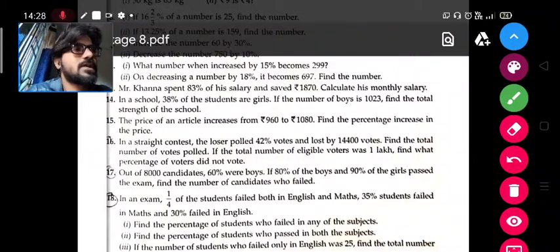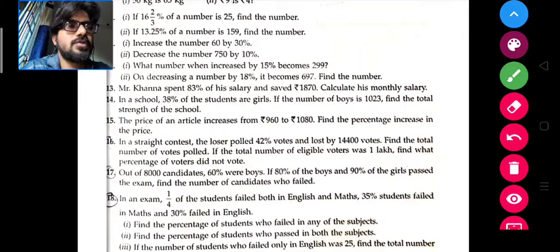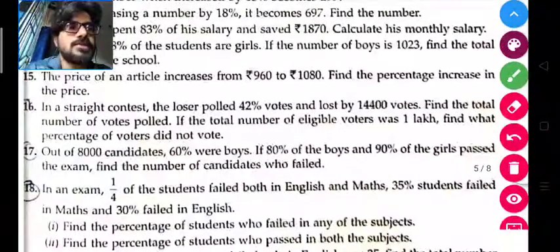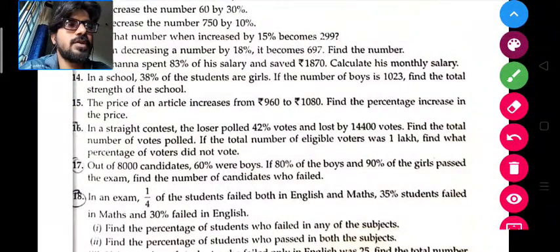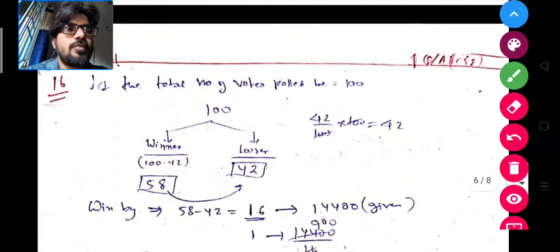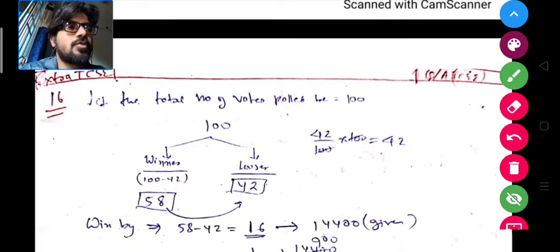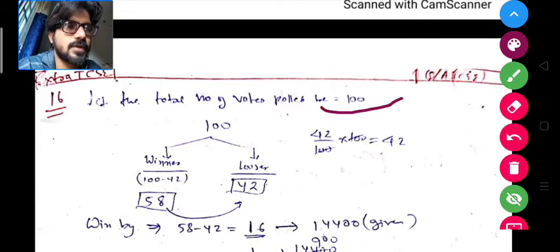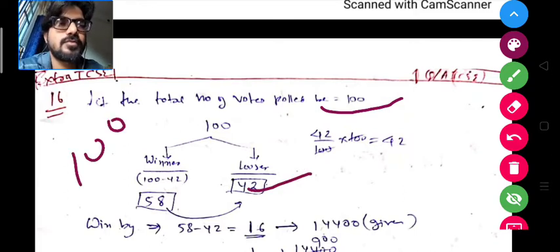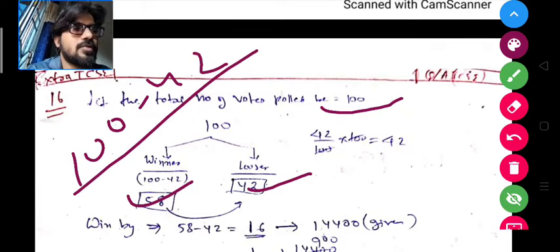See, these questions are statement based, and only English is the barrier to solving them. You just have to understand what is written in the statement, then you can solve it easily. So 42% votes polled means how much vote did not poll. You can assume that the total number is 100. You can calculate percentage questions on 100 simply. So the loser gets 42%, so the winner gets 100 minus 42, 58%.